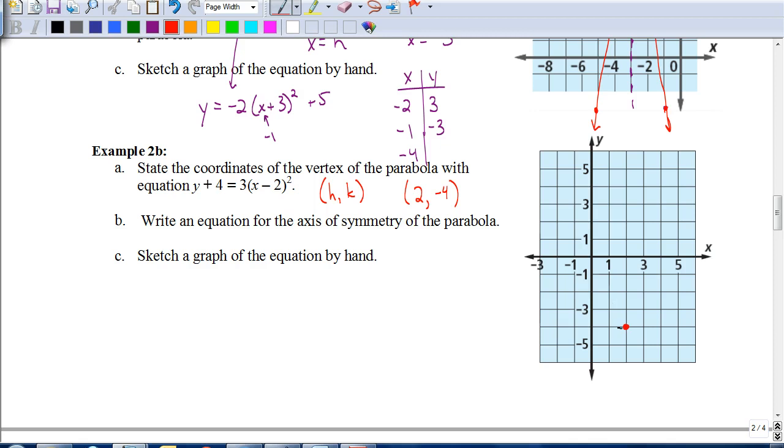So now it says write an equation for the axis of symmetry. The axis of symmetry is going to be x equals 2. It's always x equals h. So I'm going to graph that with the dashed line. We didn't do this for the previous one, but it's also good to ask yourself whether the parabola is going to open up or down.